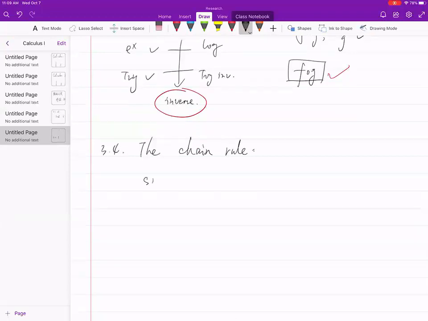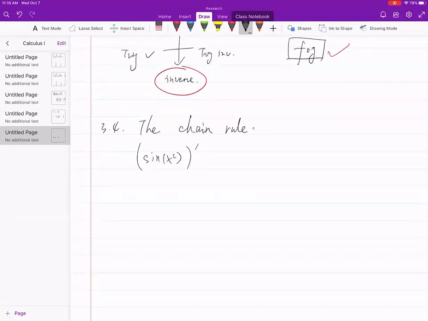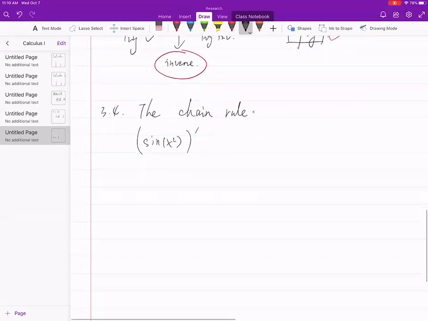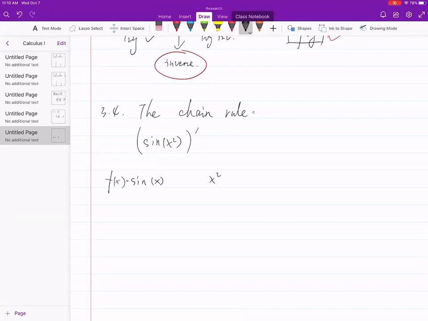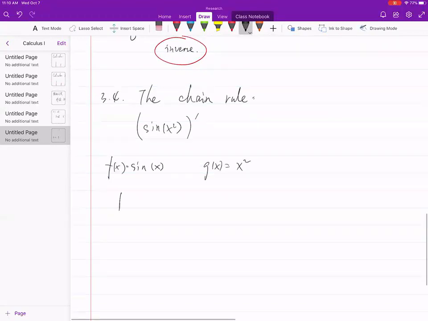Basically, we're handling the derivative of the sine x square type. Well, what's this? It's pretty easy. It's a combination of sine x and x square. Let's call this one f and this one g, and I know f prime and g prime. What's left is just to combine them together and get the final thing for this combination.